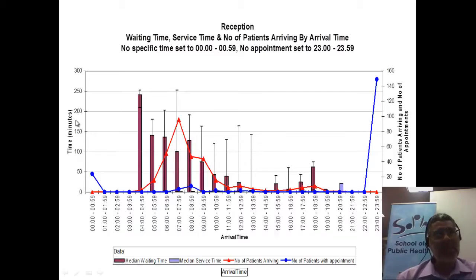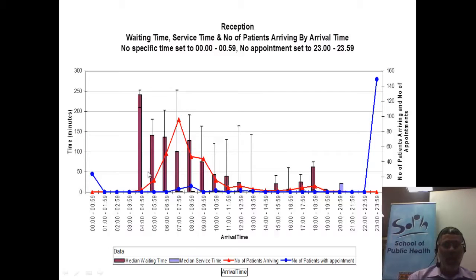Then on the y-axis you have time in minutes, and on the other y-axis you have the number of patients arriving, and the number of patients given an appointment for that time. So the red line is the number of patients arriving. Looking at the solid red line here, we can see how many patients arrive at different times of the day. We note that the first patients start arriving just before 4 o'clock.